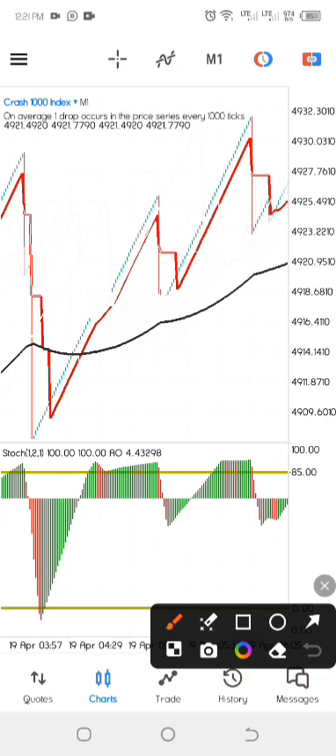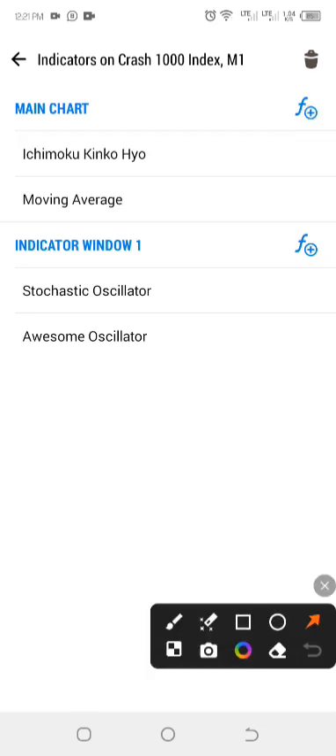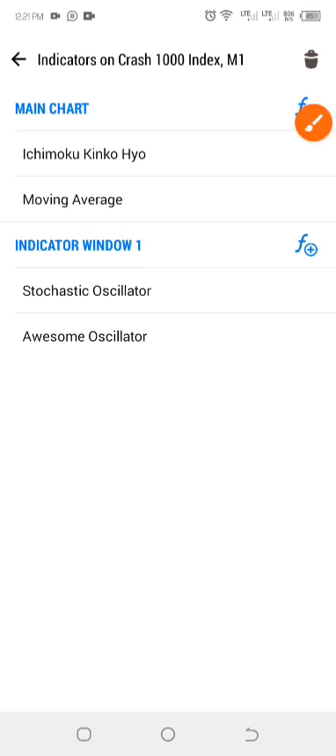Now, the first thing you have to do is go to this icon you are seeing at the top, which is going to direct you to your indicators. The first indicator we are going to need is the Ichimoku. So how do we add the Ichimoku? We click on this F plus icon, scroll down, search for Ichimoku and click on it.